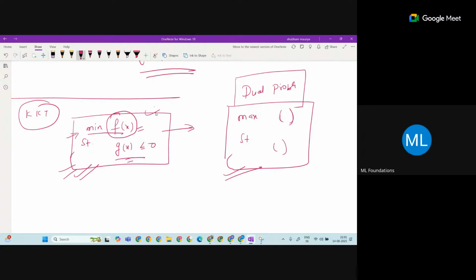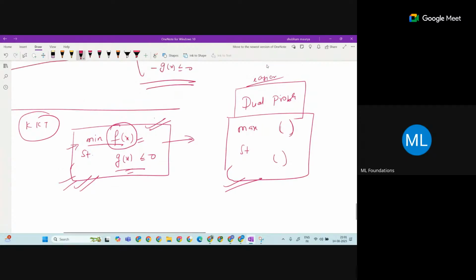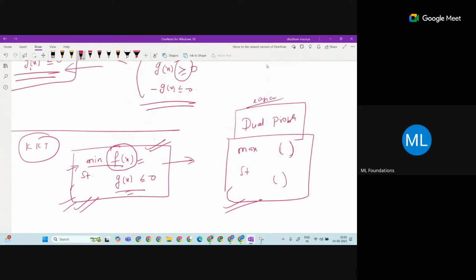Why are we changing it? Sometimes the original problem could be difficult to solve, so the dual would be easier. That is the reason we change the primal into the dual. There is no other reason for solving this portion, because sometimes this problem may be tougher to solve. Then we convert it into the dual and solve that.